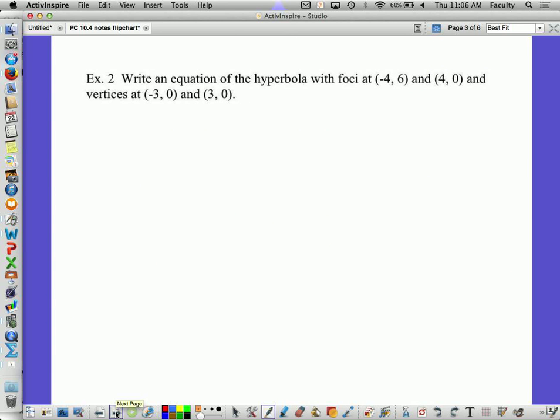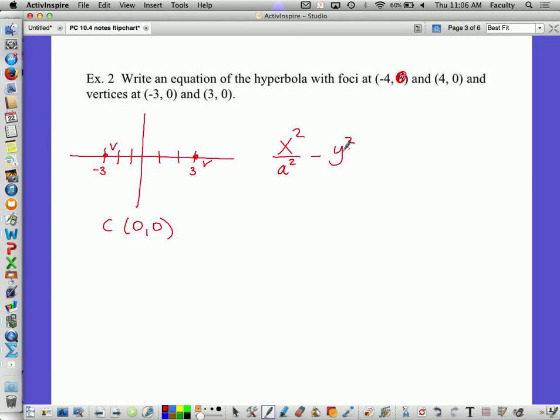All right, example 2. It says write an equation of the hyperbola. This is a typo. It's supposed to say foci at -4, 0 and 4, 0, and vertices at -3, 0 and 3, 0. So let's go ahead and plot the vertices. Okay, so that's telling me the center is 0, 0. The other thing is, because the vertices are on the x-axis and that's horizontal, I'm using x squared over a squared minus y squared over b squared equals 1.